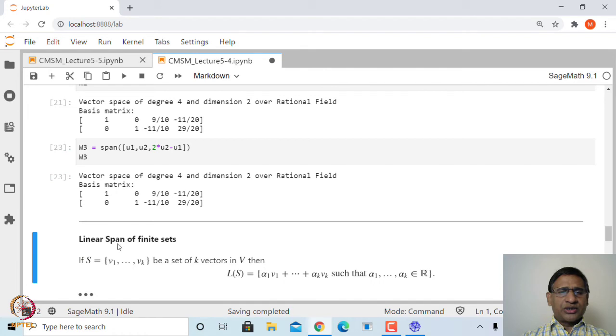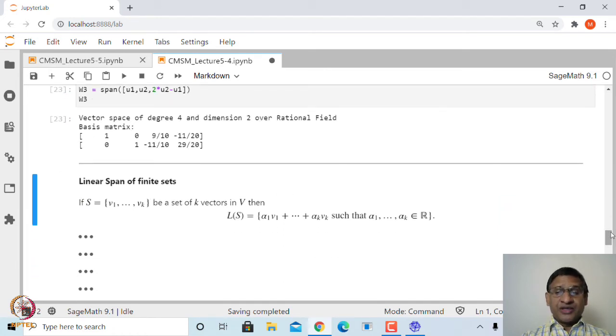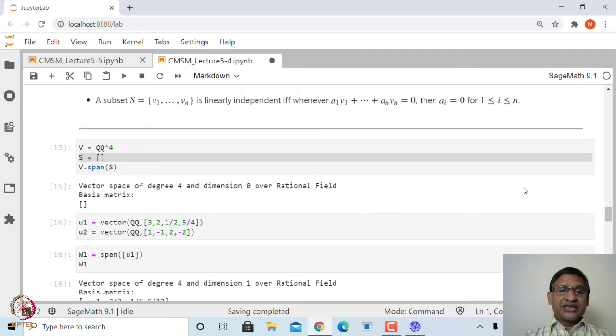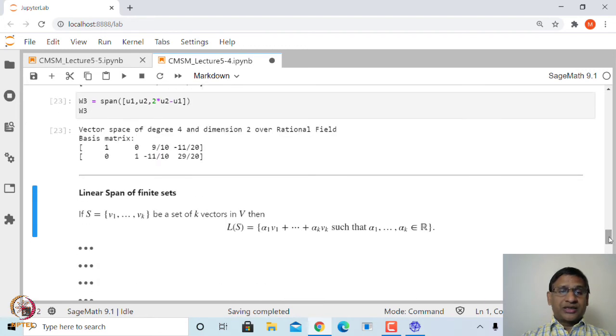You can, for example, look at what is the linear span of a finite set. Though Sage has given this LS by default, we do not know how this has been computed. But if S happens to be a finite set, one can show that the linear span of S is nothing but the set of all vectors of the form alpha 1 V1 plus dot dot dot alpha k Vk, where V1, V2, ..., Vk are elements of S, such that the alpha i's are in K. That's how you define linear span.